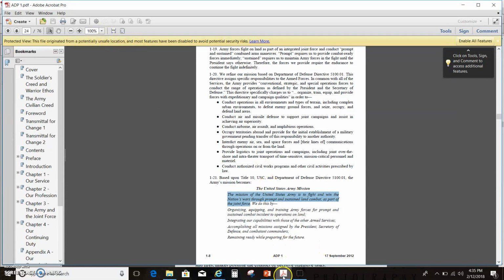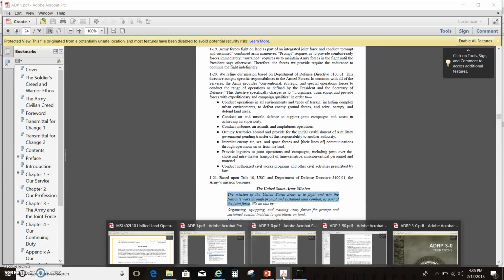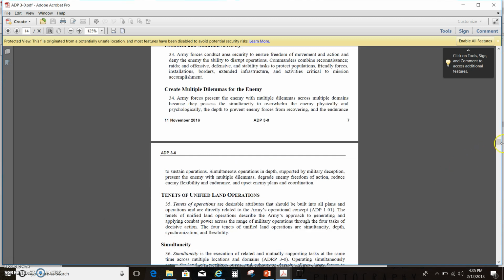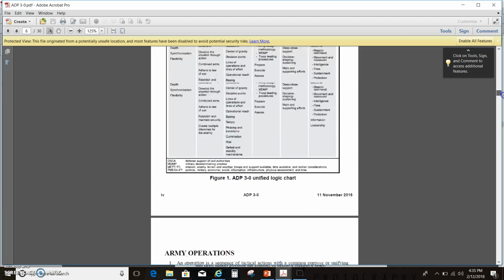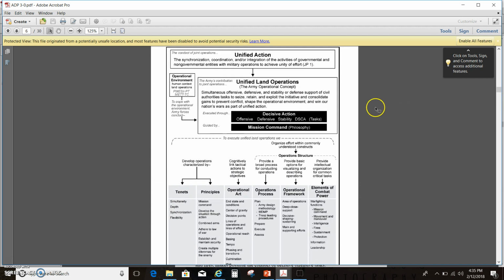That's our mission. So how do we do that? And it talks about it a little bit here, organizing, equipping, and training. But at the end of the day, we have our how we fight, basically, right? And that is explained through unified land operations, which is our operational concept, Army operational concept.